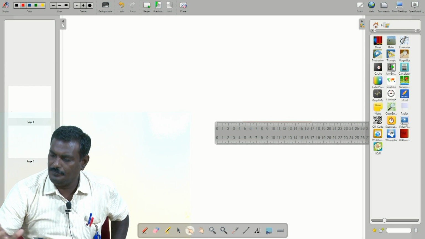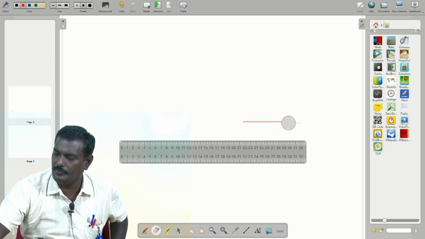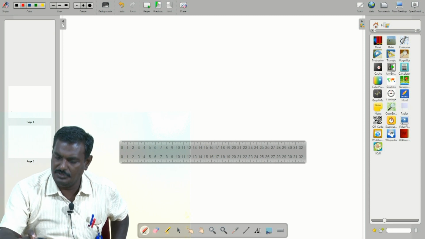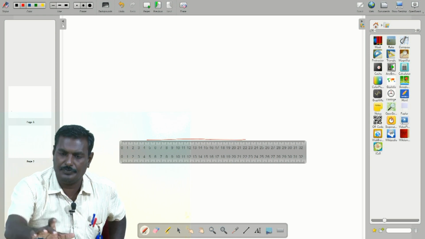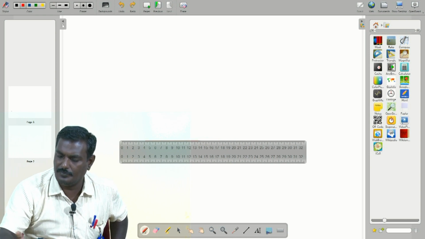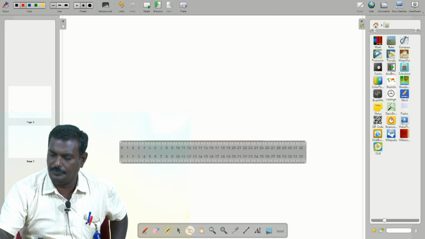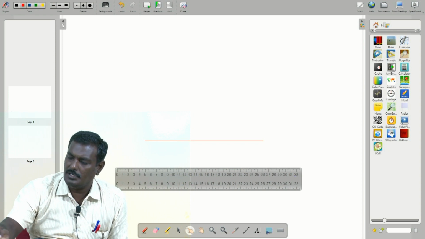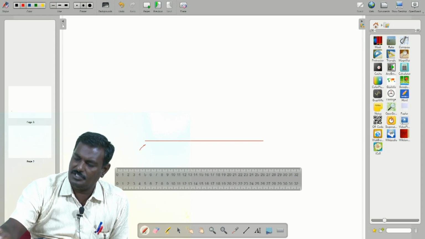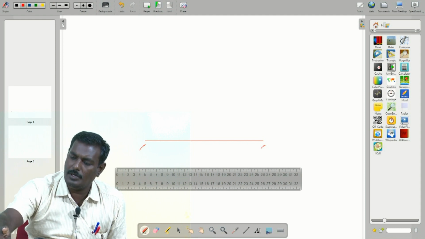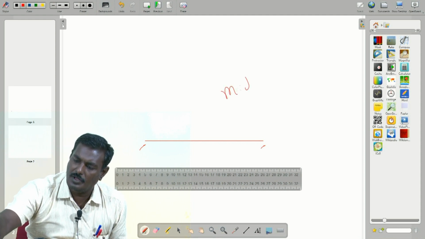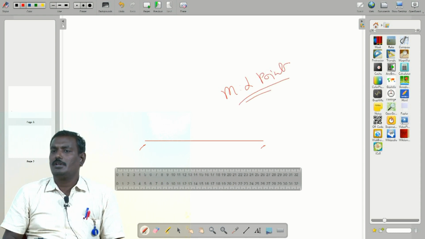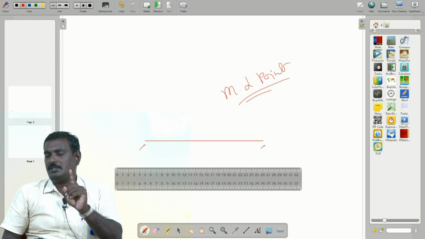Draw a line by using this scale. Draw a line. How to find the midpoint? There is an endpoint here and an endpoint here. How to find the midpoint? That is, to bisect a line.